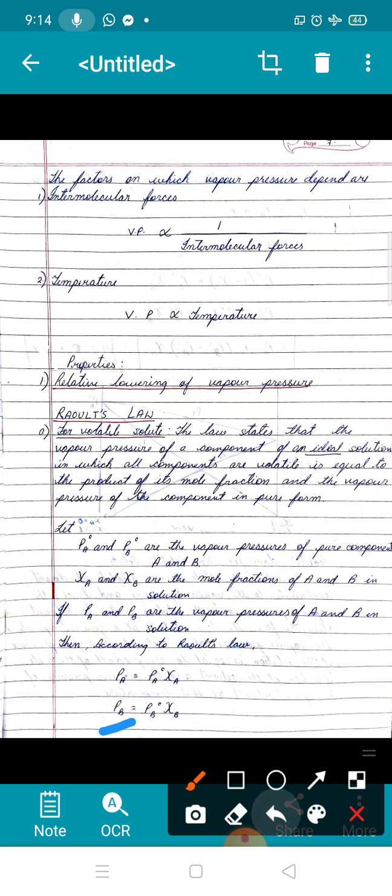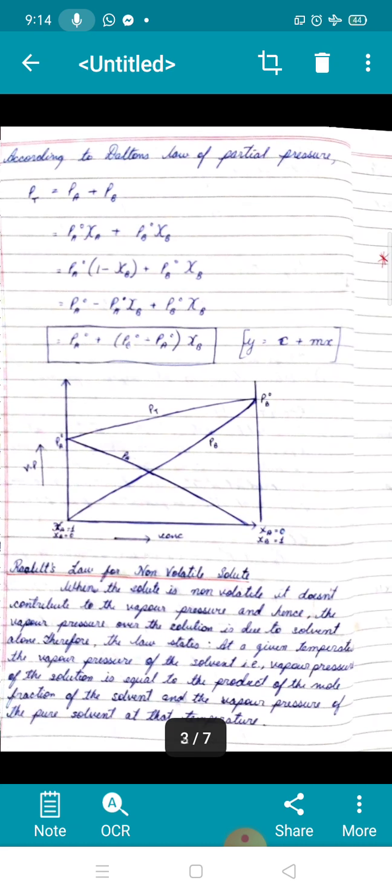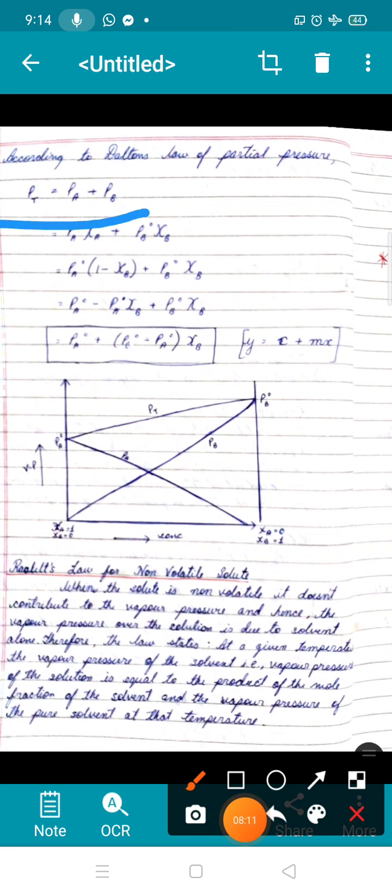So what will happen to this equation then? What will be the P total value then? The P total will be just because of A, not because of B anymore. So here if I modify, this PB term will vanish because this is 0. That means P total is only equal to PA. That means the pressure over the liquid is just because of the solvent, not because of the solute anymore.